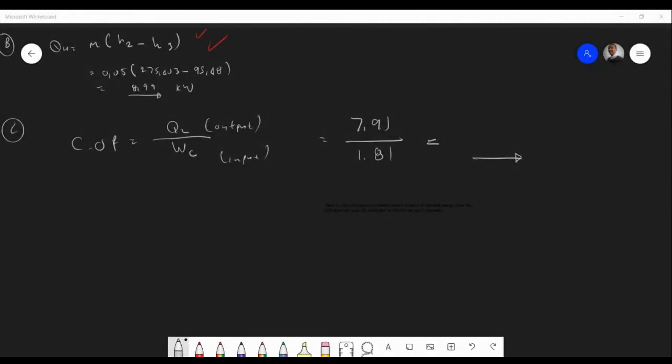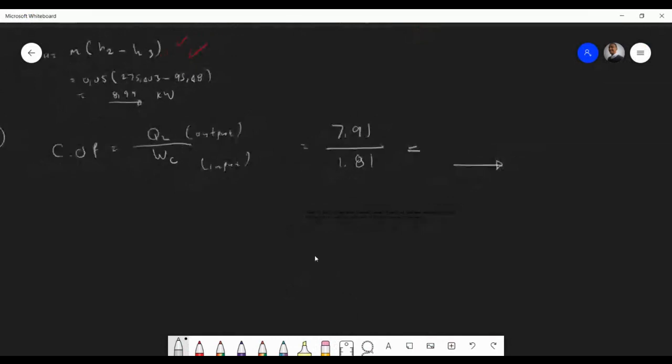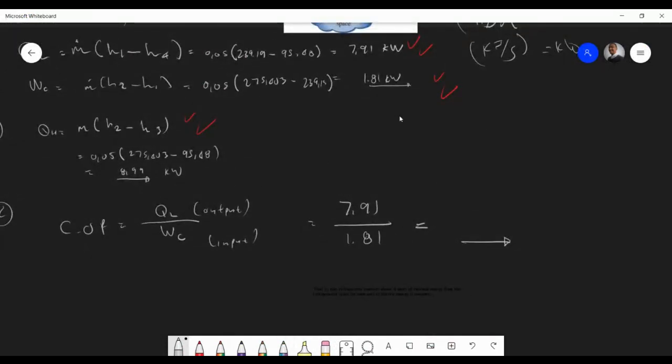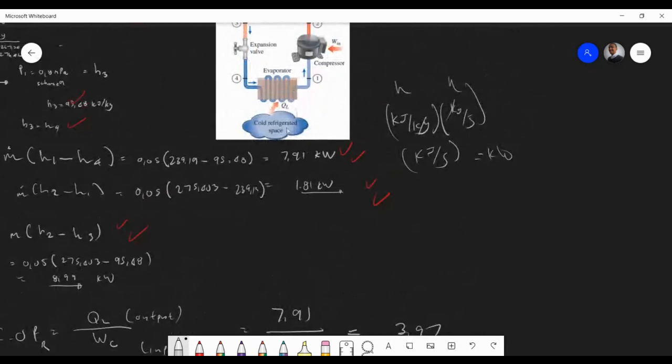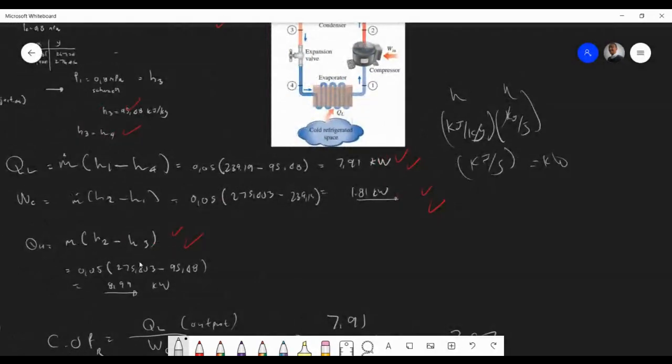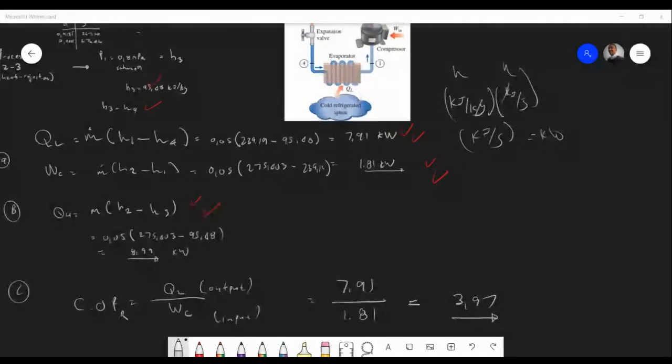4.37. Are you sure about that? Let's have a look. QL should have been, not your QH, QL. QL, guys. 7.91 divided by 1.81 is 3.97. QL, remember, is the refrigerator COP; our output is our heat. This is just our heat rejected. Don't plug and play here.